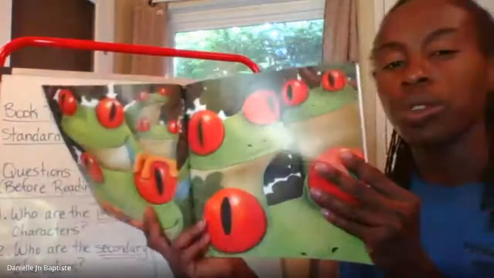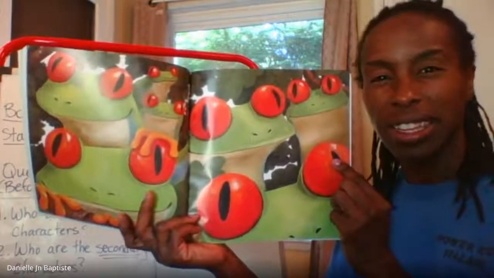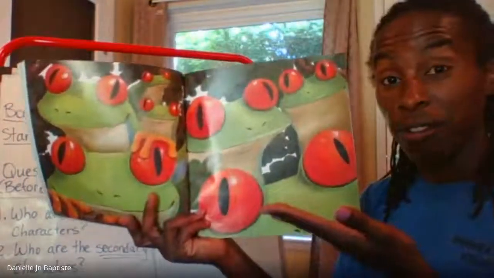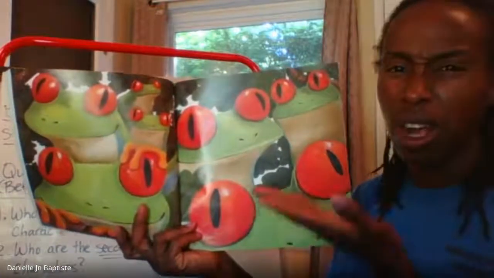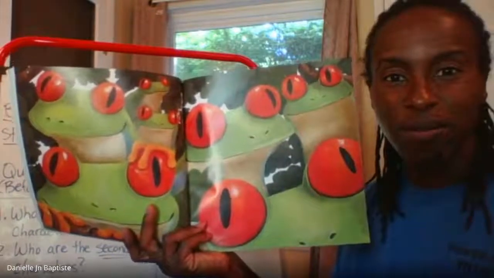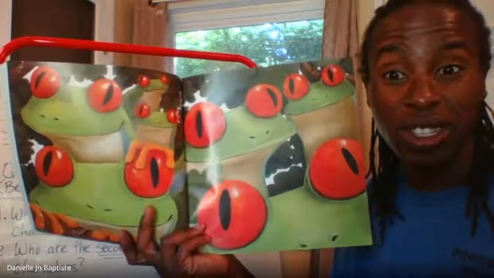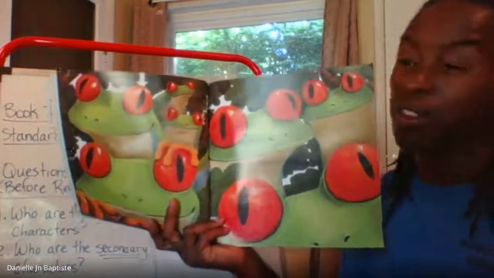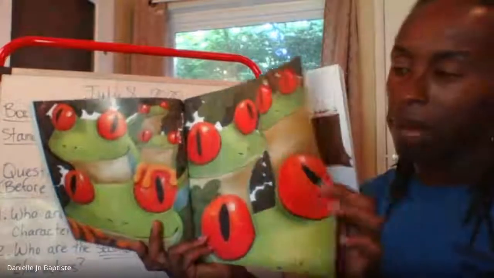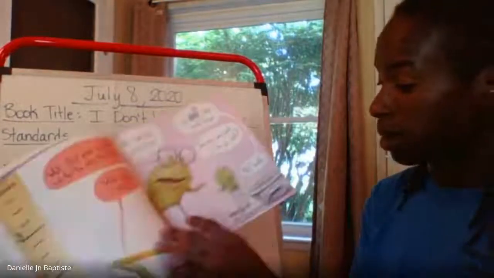The tree frogs. Would you say that the tree frogs are main characters or secondary characters? In other words, was the story mostly about the tree frogs, or did we just talk about them for a little bit, so they're secondary characters? You got it. They are secondary characters. We didn't talk about the tree frogs much. They added to our story, but the story wasn't mostly about them.